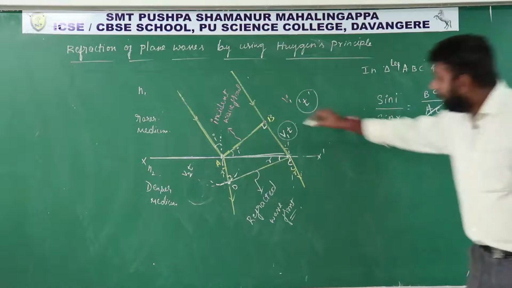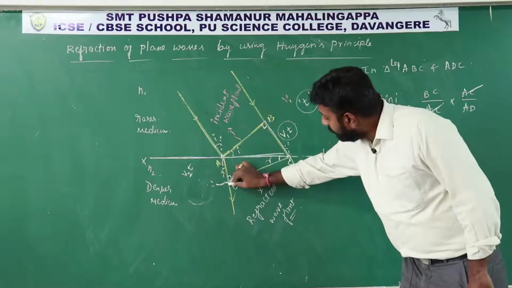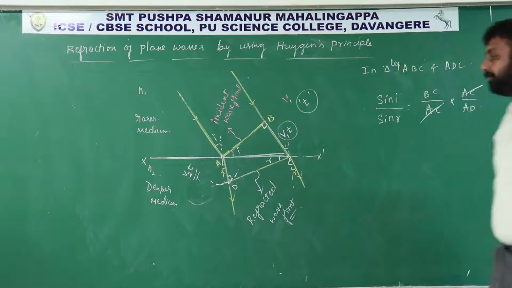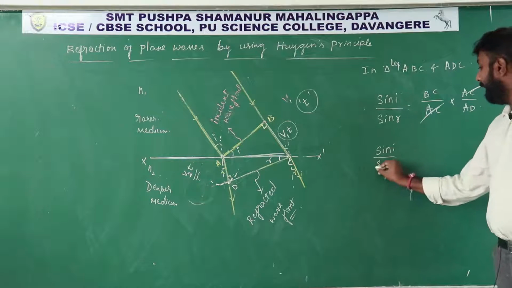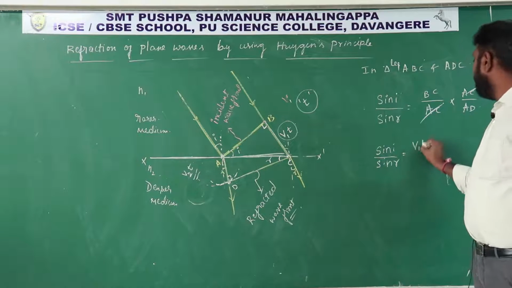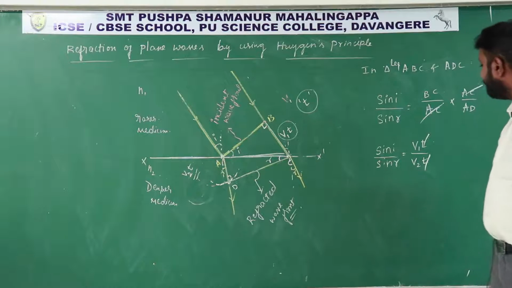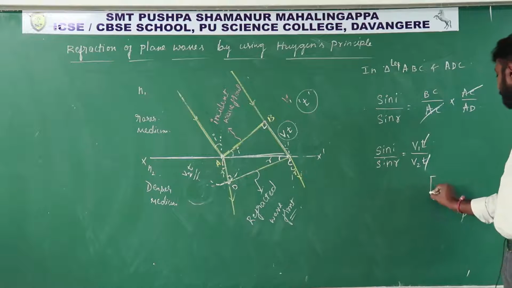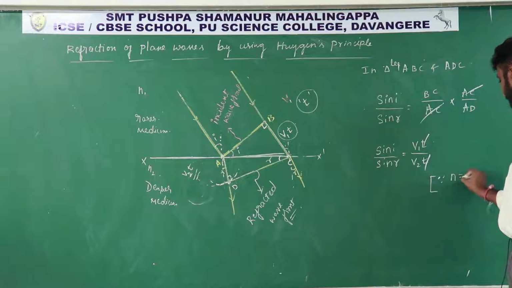Then what is BC? BC is equal to V1t. What is AD here? AD is equal to V2t. Then if I substitute the values of BC and AD, sin I by sin R is equal to V1t by V2t. Again t will cancel. Then sin I by sin R is equal to V1 by V2, and you know that the refractive index formula is n is equal to C by V.